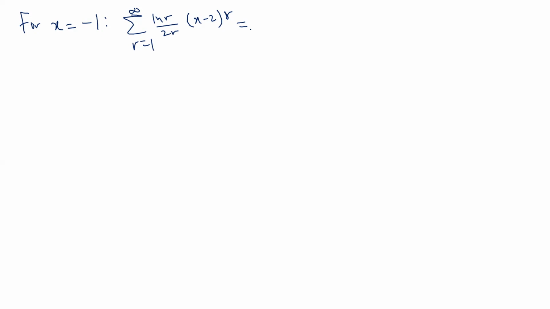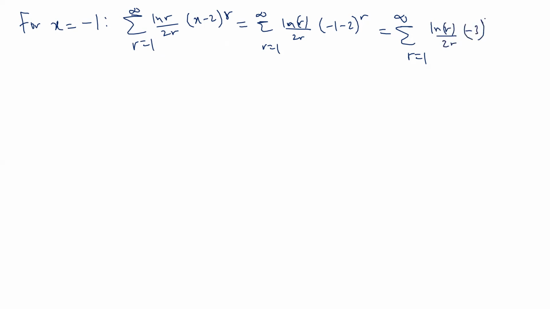So we put x to be minus 1, which is ln r over 2r times minus 1 minus 2 to the power r, the infinite series, to r, minus 3 to the power r. So this is what we get.